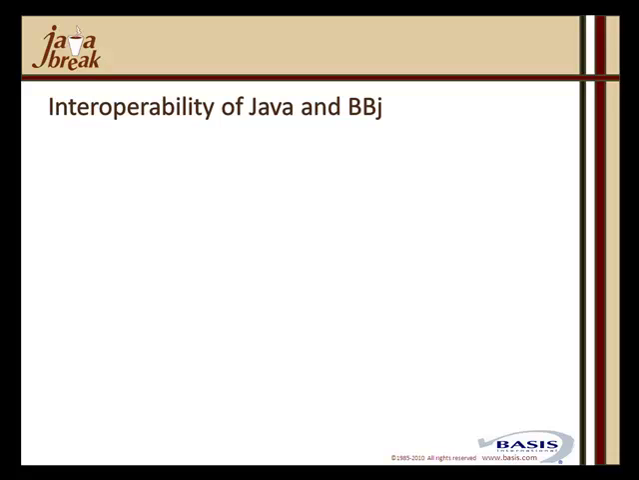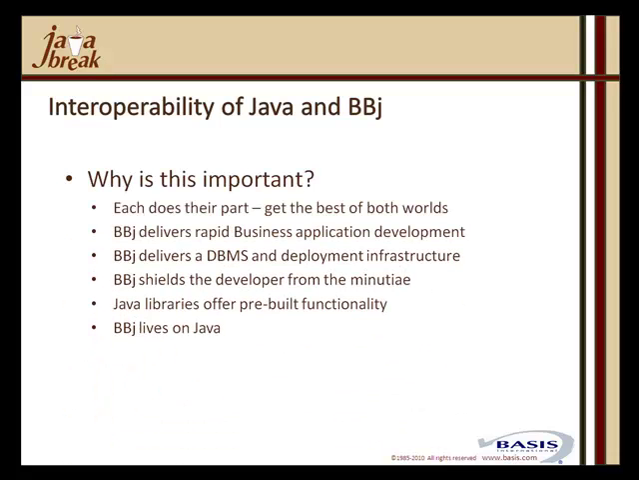Let's have a look at the interoperability of Java and BBj. Why is it important? Well, each does their part. You get the opportunity to take the best of both worlds. BBj delivers rapid business application development. It delivers a database management system and the deployment infrastructure.